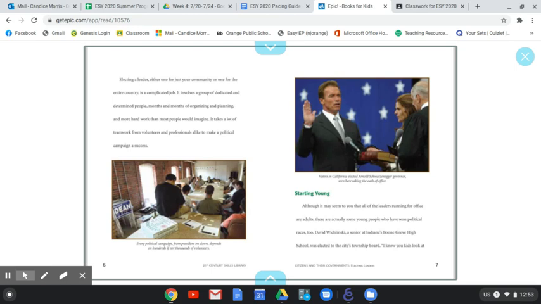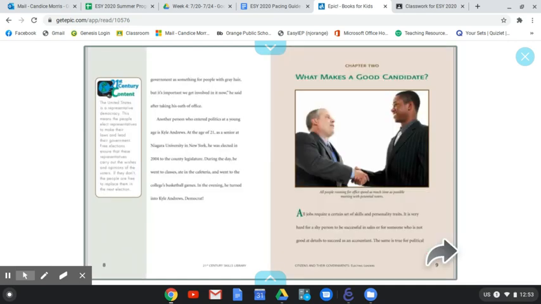Page 7. Starting young. Although it may seem to you that all the leaders running for office are adults, there are actually some young people who have won political races too. David Wichlinski, a senior at Indiana Boone's Grove High School, was elected to the city's township board. "I know you kids look at government as something for people with gray hair, but it is important to get involved in it now," he said, after taking his oath of office.